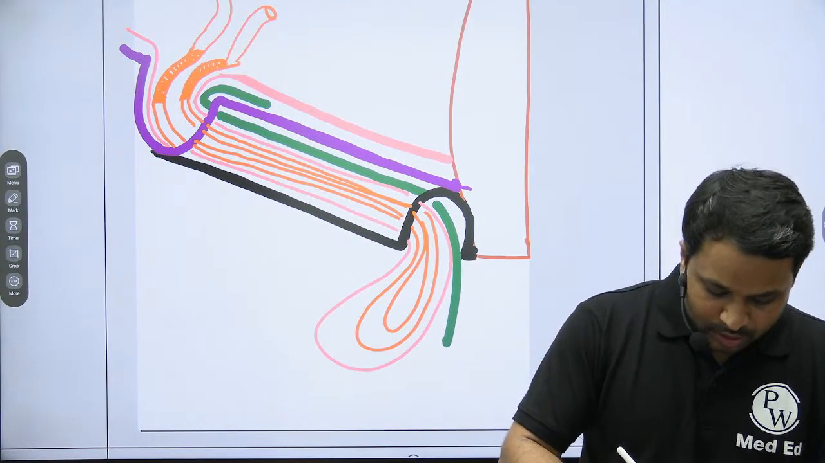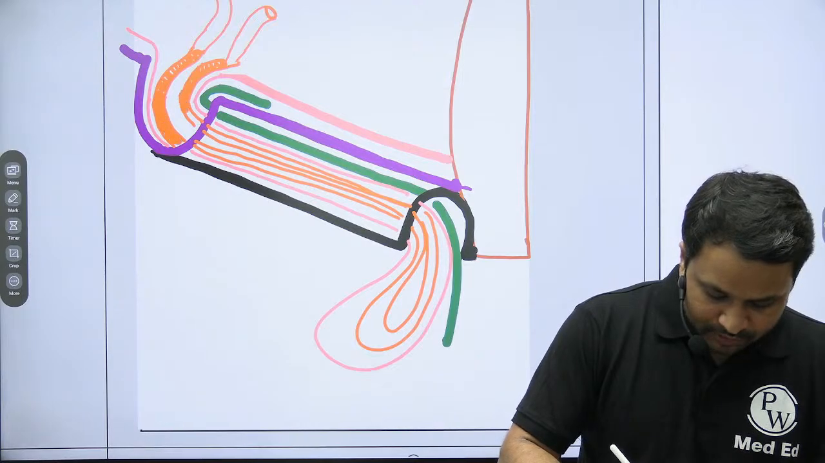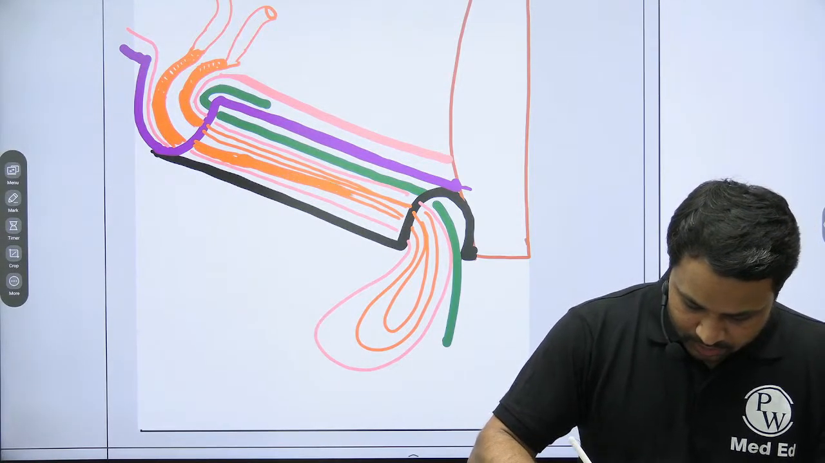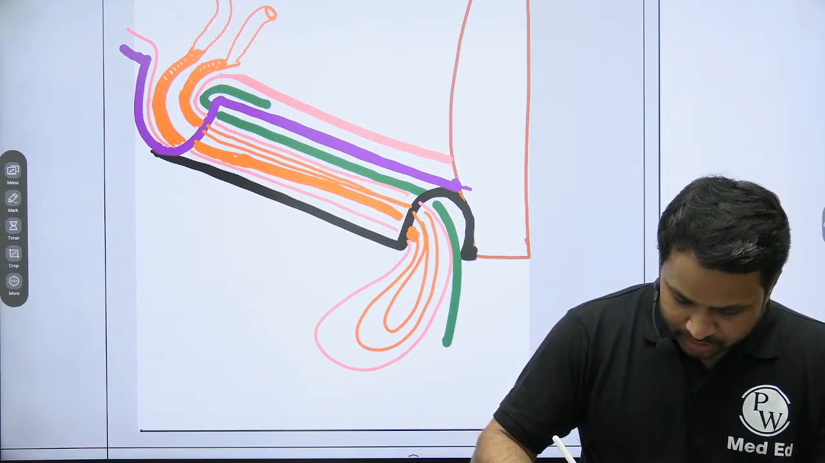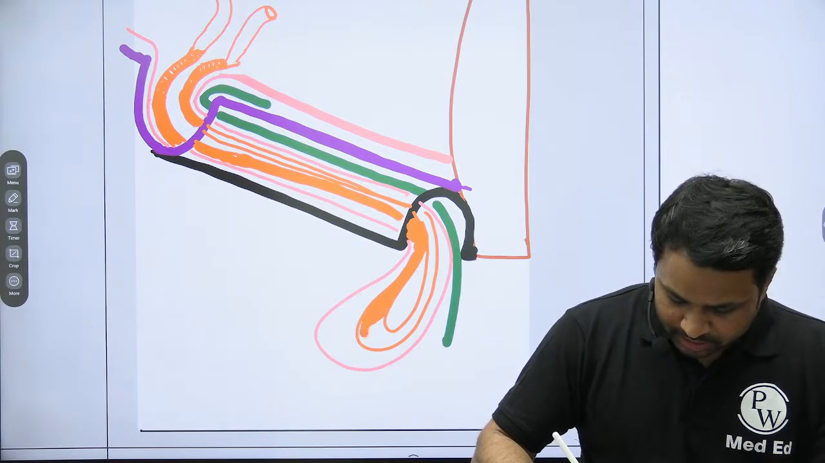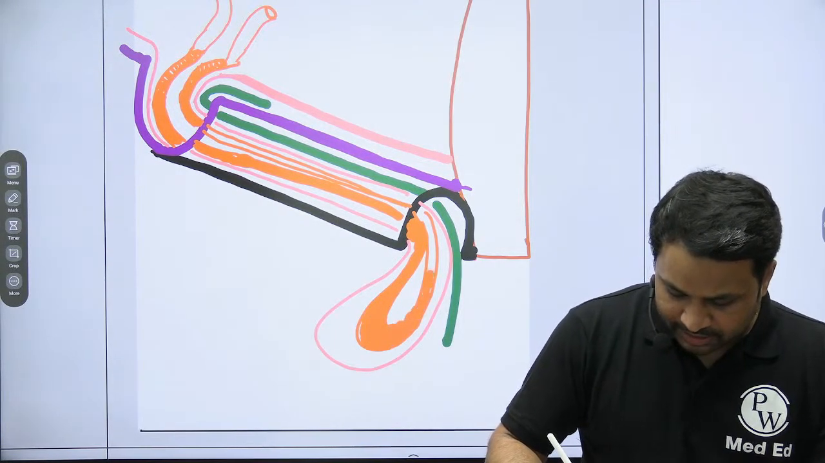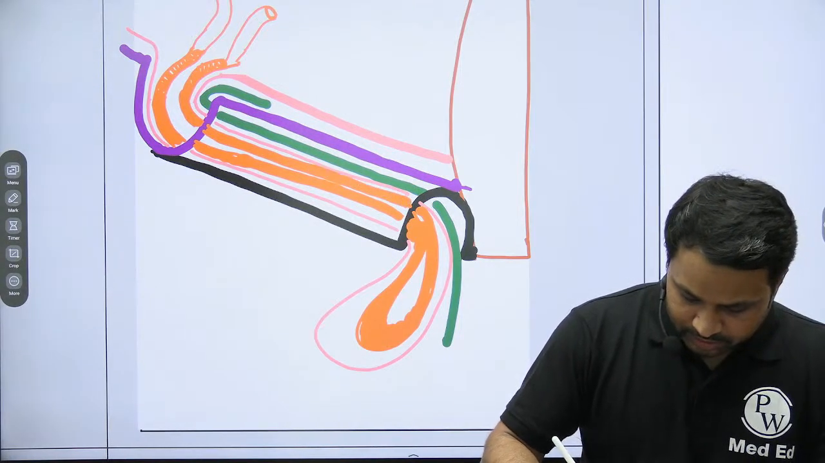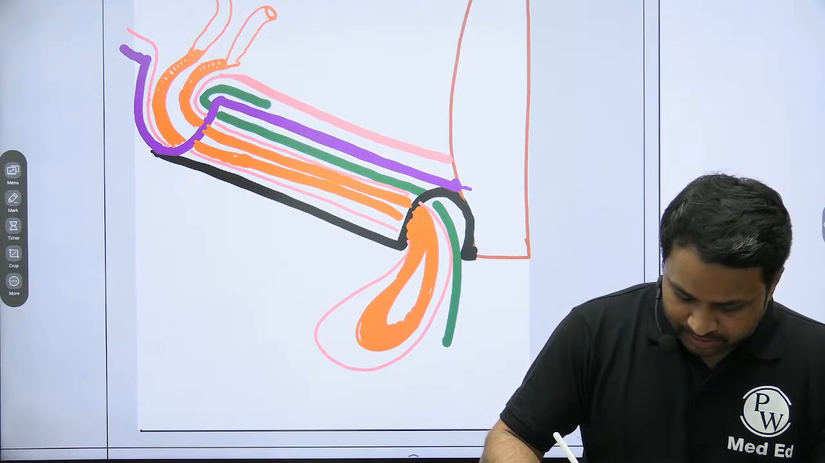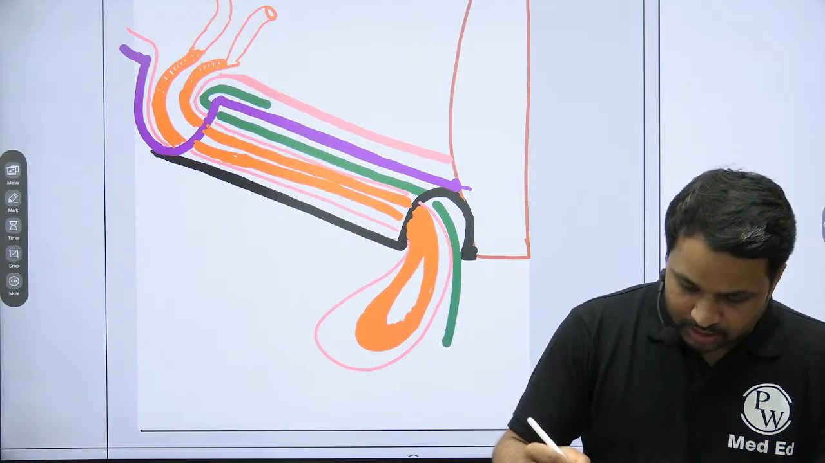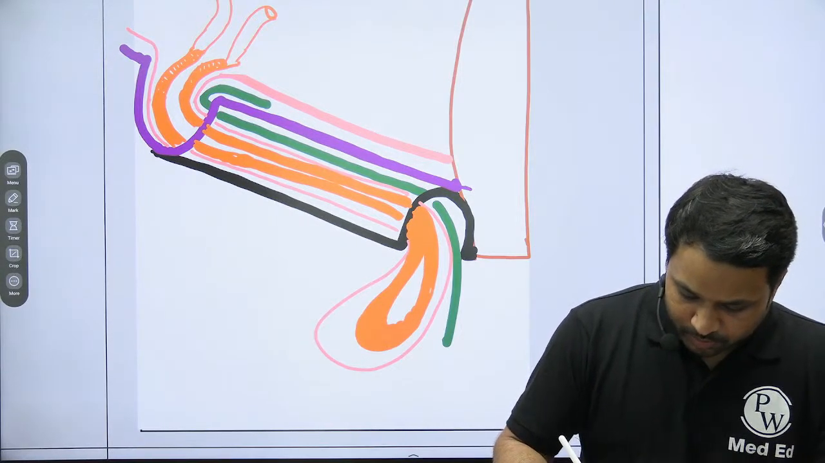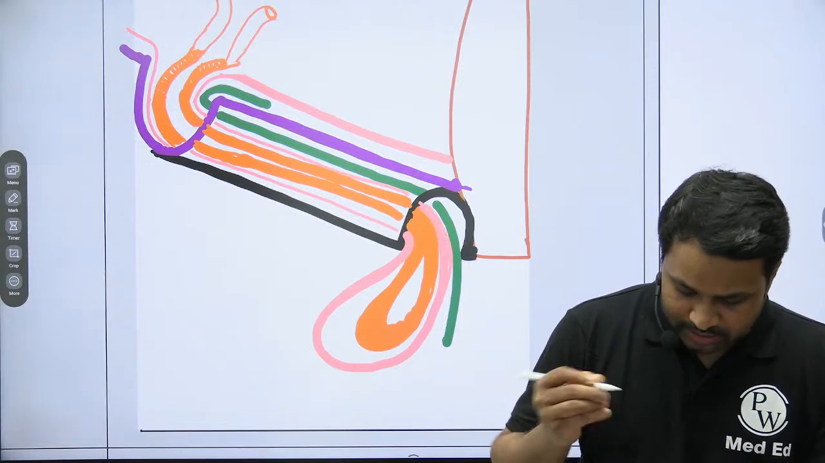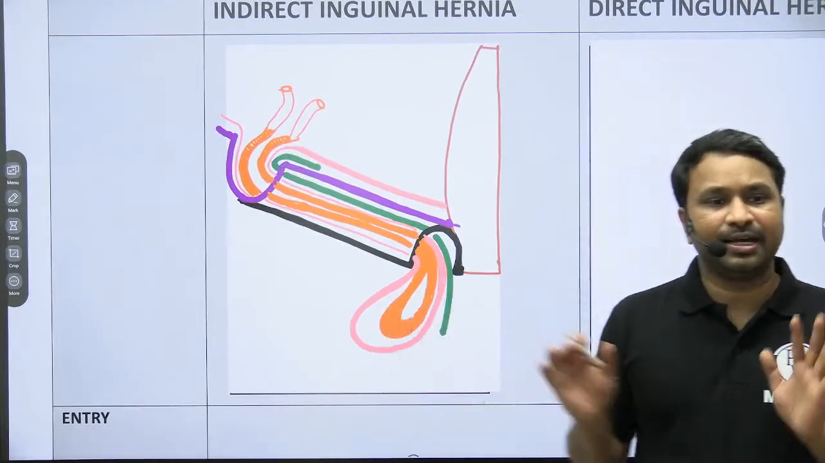Right. So you see all this bowel that has traveled, all the bowel that has traveled has now exited from here. It has now exited from here. Now it is getting accumulated in this context. So eventually you see the bowel has popped out, and it is popping along with the peritoneum. So this is your outer sac. So this is your indirect inguinal hernia.